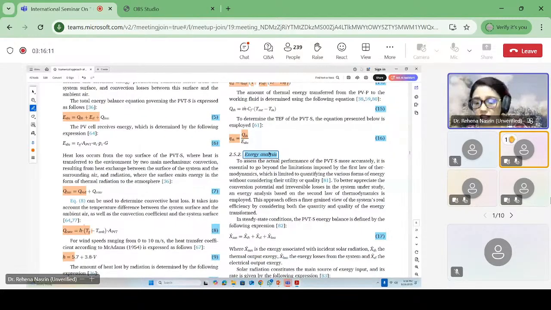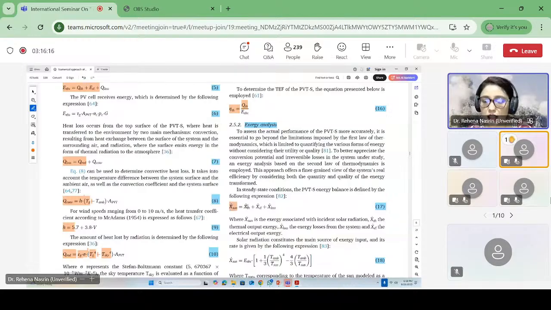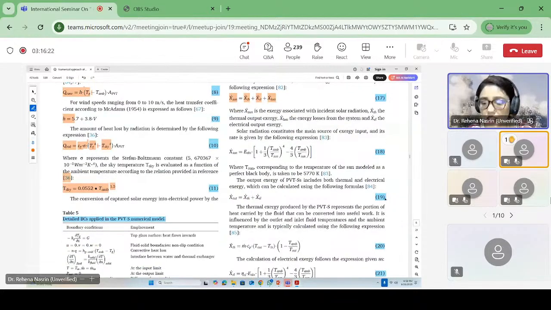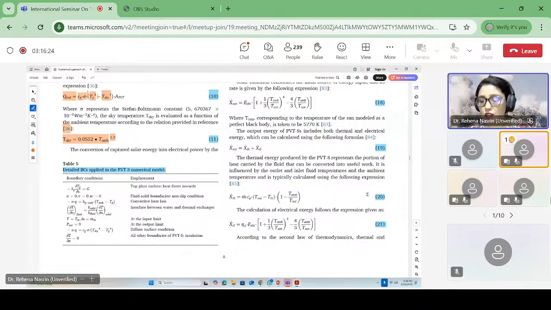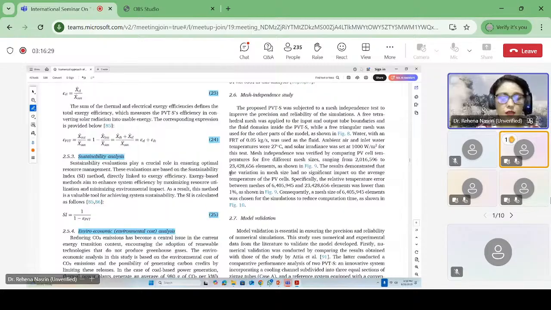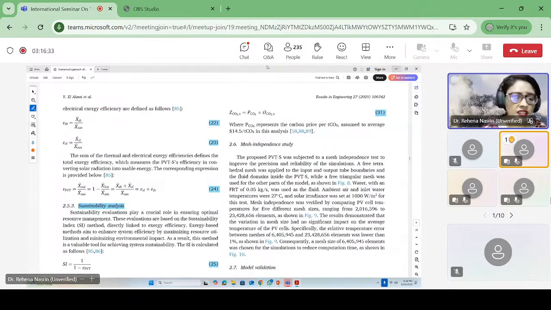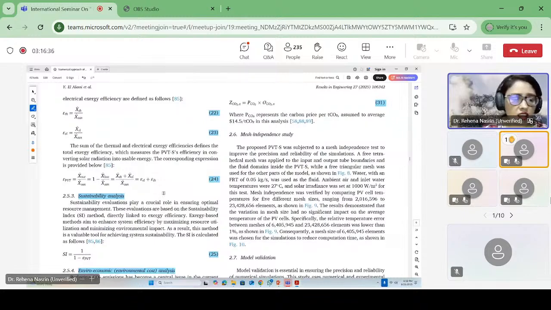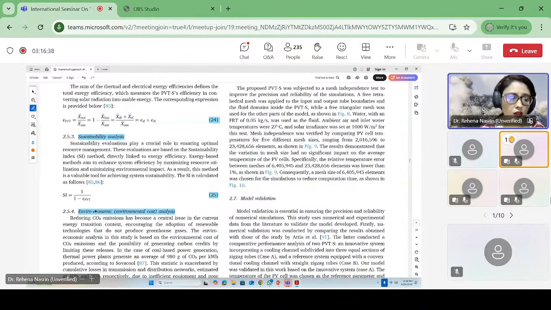Now, energy analysis. The sun energy is the thermal energy plus electrical energy plus loss energy. So equations 17, 18, 19, all mathematical expressions, and equations 20, 21, up to 25, all these mathematical equations are for energy and exergy. And for sustainability, using equation 25, we can get the sustainability index.